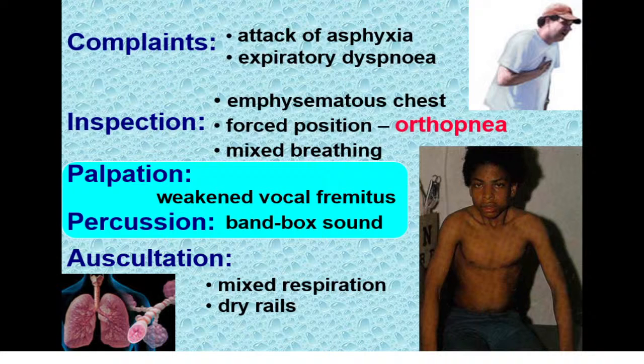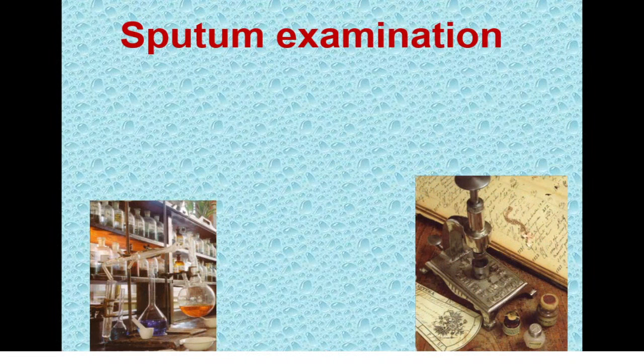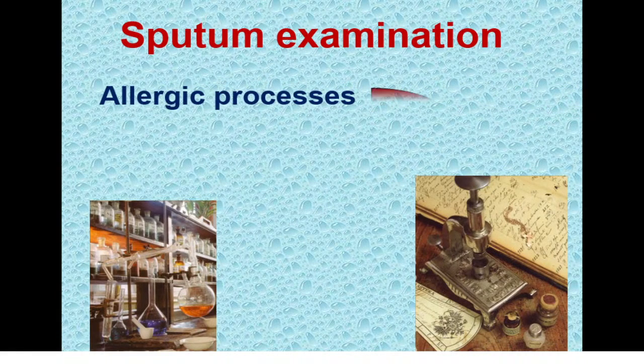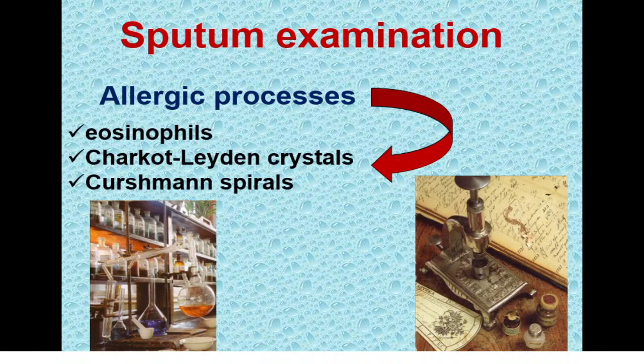During the period of remission, the patient may be completely healthy. Sputum examination, because any attack of asphyxia finishes with expectoration of specific viscous sputum, which is rich with allergic elements, allergic triads. Sputum of the patient with bronchial asthma is rich with eosinophils, Charcot-Leyden crystals and Curschmann spirals.